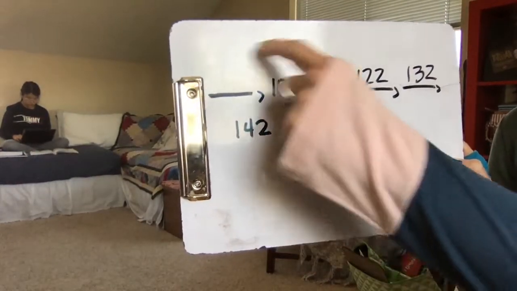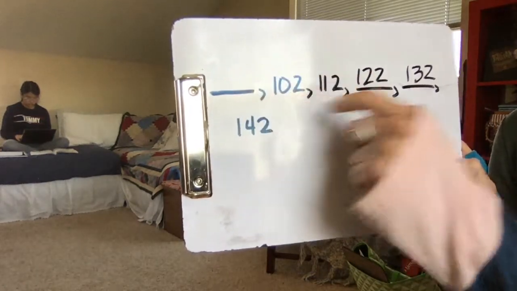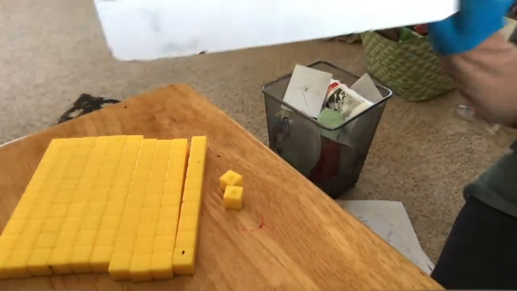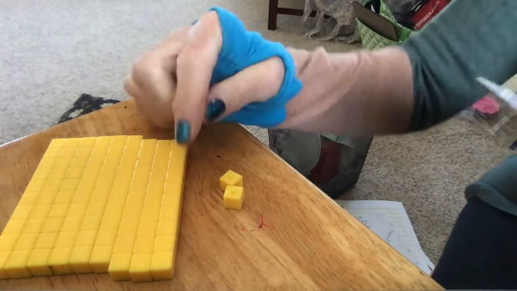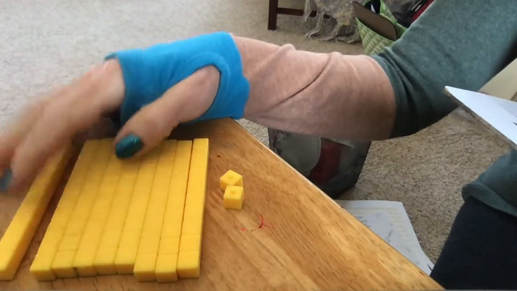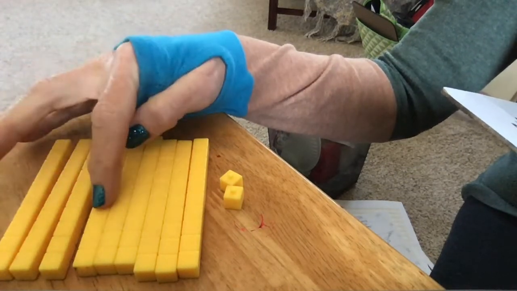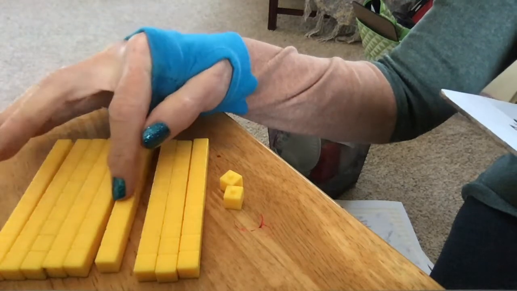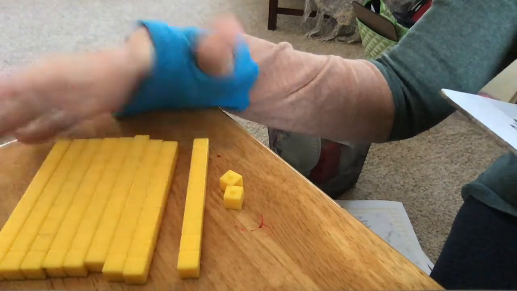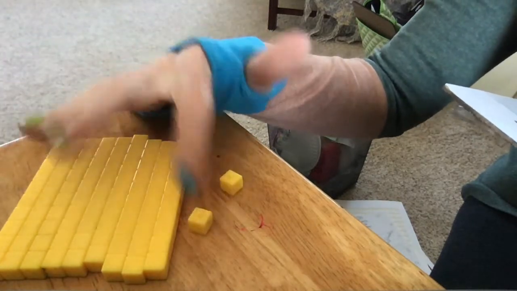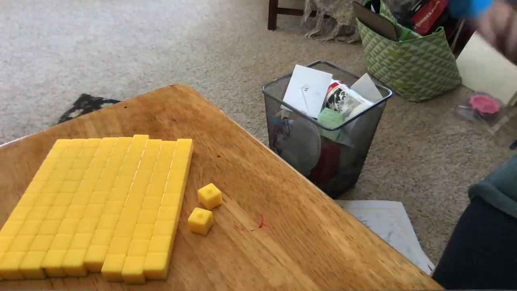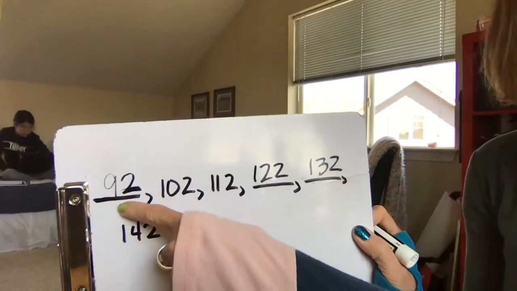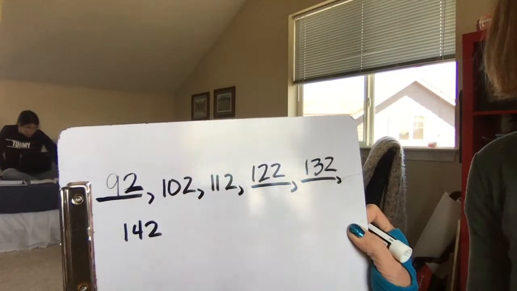What comes 10 more, or 10 before 102. So go back here, taking away 10. Taking away 10. Let's count it. How much do we have left? 10, 20, 30, 40, 50, 60, 70, 80, 90, 91, 92. So on your number line, your pattern, 92 is 10 less than 102.